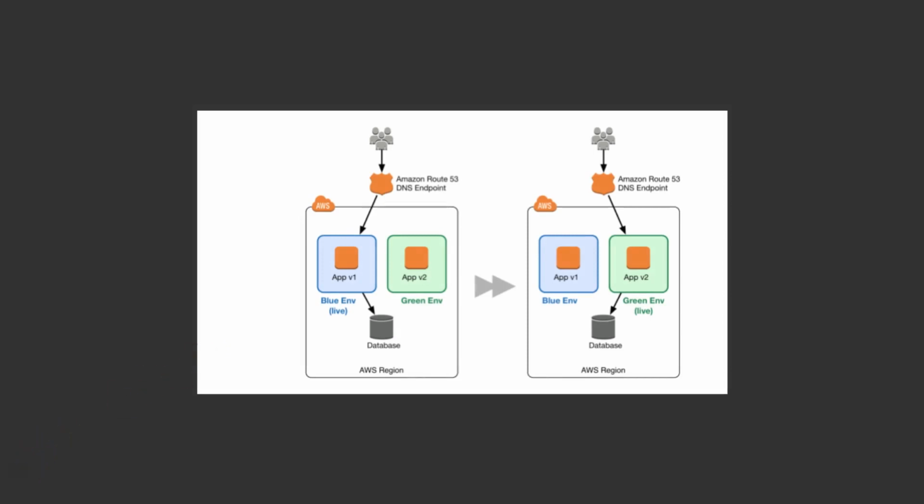For example, in this diagram, you'll see on the left side of the diagram that there are two environments, a blue environment which is serving live production traffic, and a green environment. On the right side of the diagram, you can see that the main point of blue-green deployment is the DNS switch from blue to green, so that now the green environment is serving traffic, while both environments still exist.